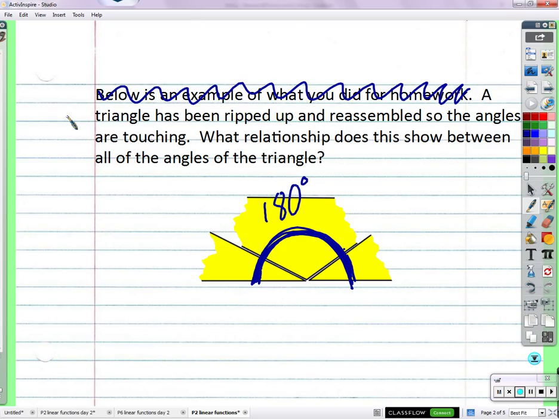Yes. No. I say yes. Did it work for us, for each of us? Everybody had different triangles. I walked around, and unless I somehow passed you by, I looked at everybody's, and yes, everybody had this happen. This angle put next to this angle put next to this angle made a straight line across, 180 degrees.